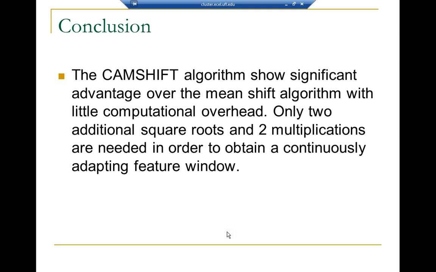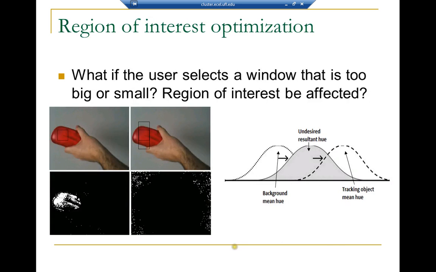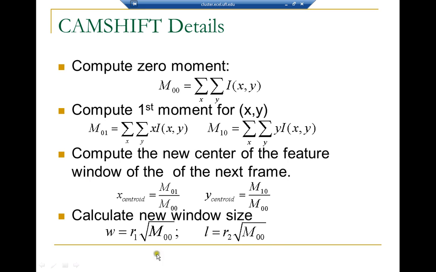Only 2 additional square roots and 2 multiplications are needed in order to obtain a continuously adapting feature window, which are just these 2 over here. Hence, it's a small price to pay for such an improvement.